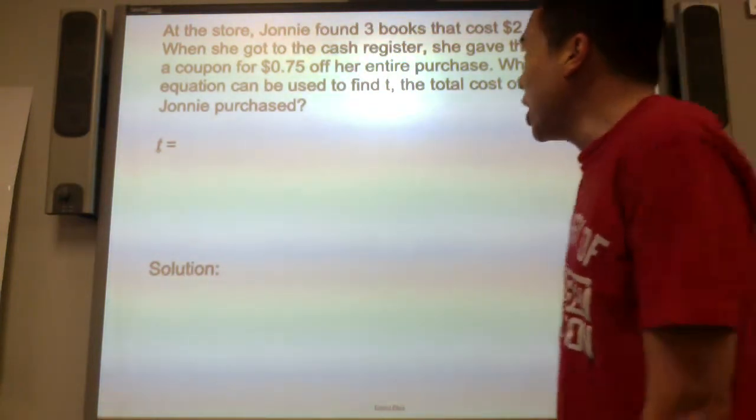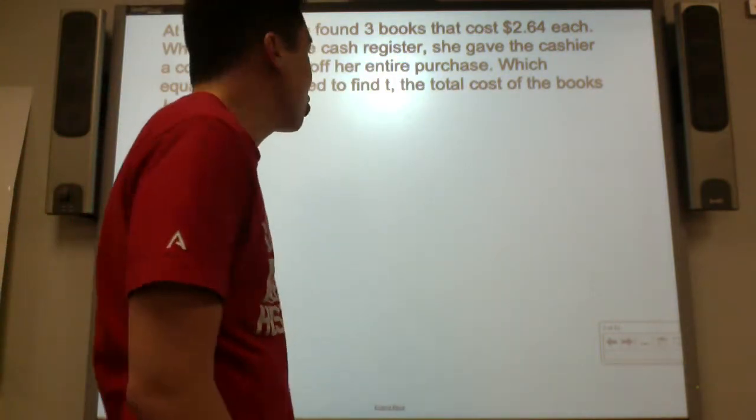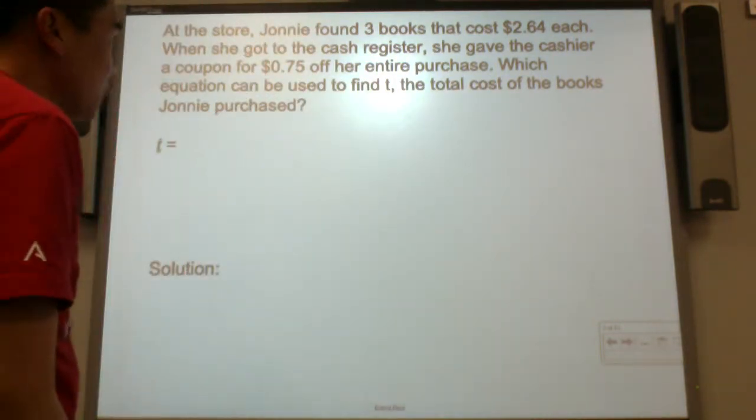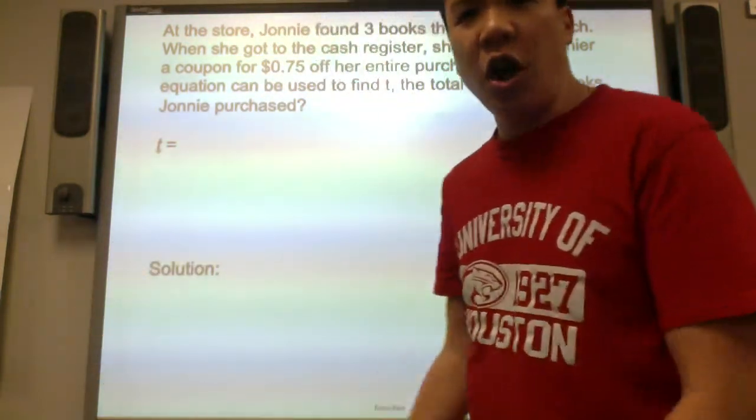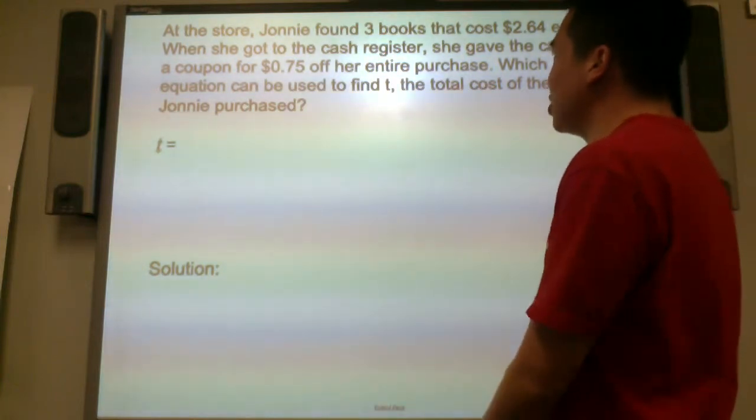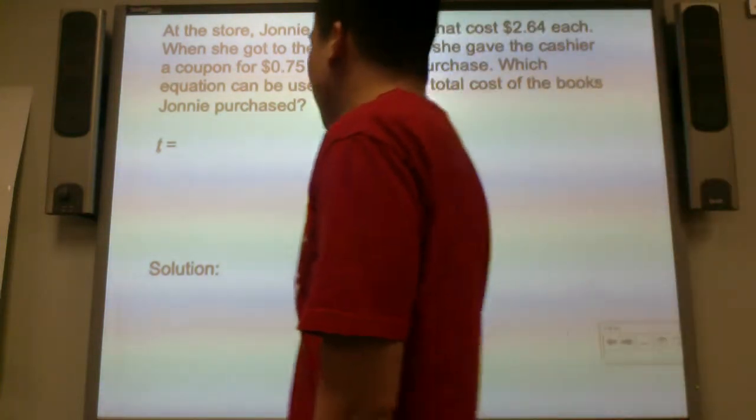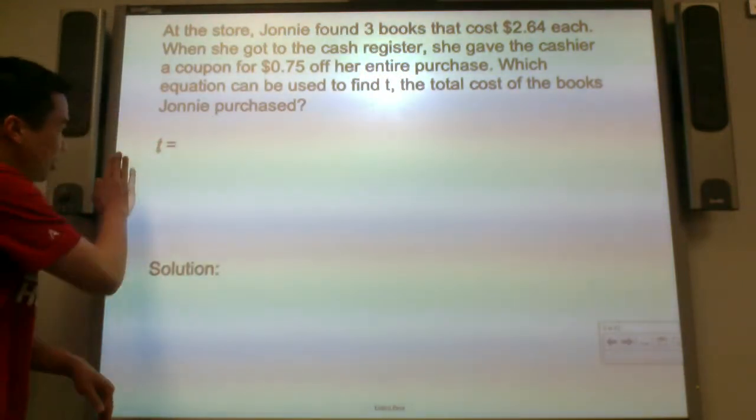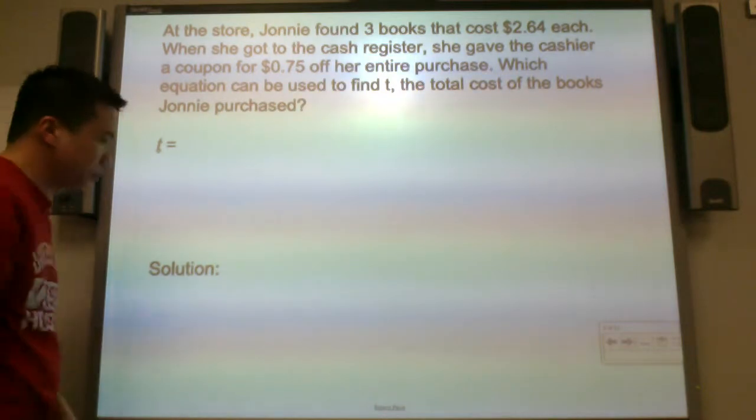At the store, Johnny found 3 books that cost $2.64 each. When she got to the cash register, she gave the cashier a coupon to take 75 cents off her entire purchase, just like my mom. Which equation can be used to find T, the total cost of the books Johnny purchased? So we have this and that. T stands for the total cost she spent.